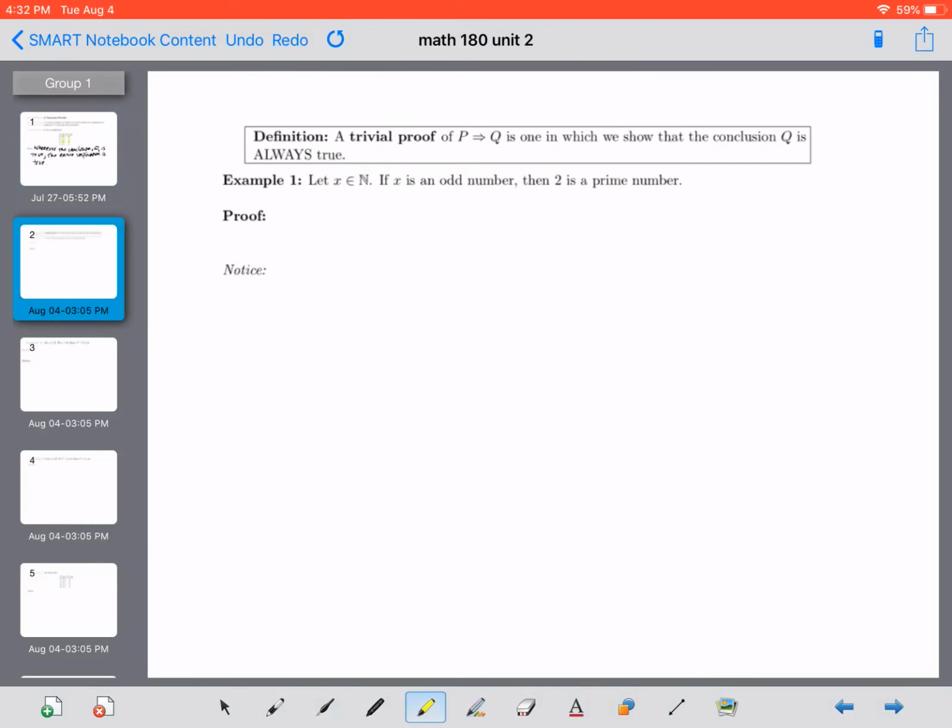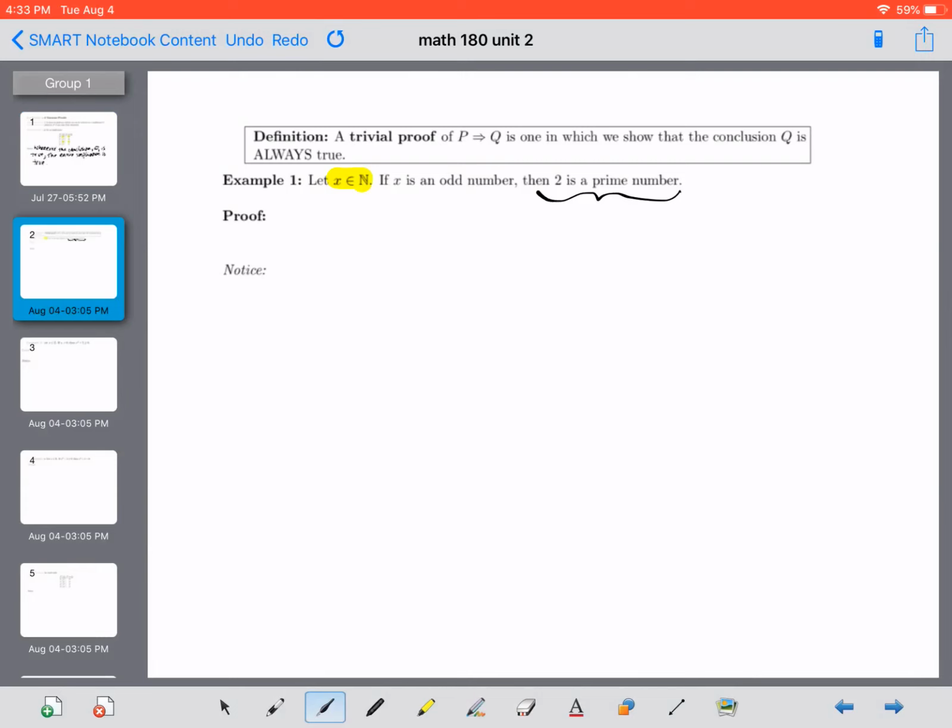Let x be an element of n. Remember, this means let x be a natural number. If x is an odd number, then 2 is a prime number. Okay. So let's think through what this is asserting. It's saying if you start with a natural number that happens to be odd, then we can conclude that 2 is a prime number. I mean, that's not actually really saying a whole lot here because 2 as a prime number doesn't even involve that x that you started with. Right? 2 as a prime number is just a fact. We've seen that 2 is a prime number. It's only divisible by 1 and itself, so by the definition of prime, that conclusion is automatically true.